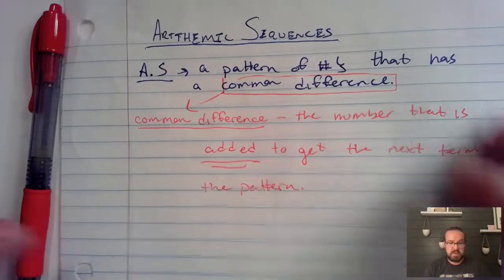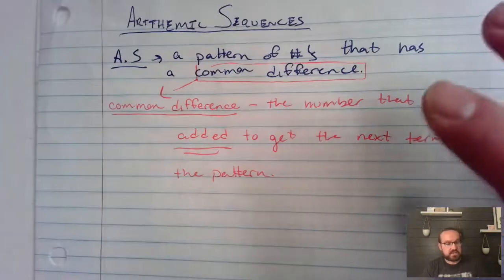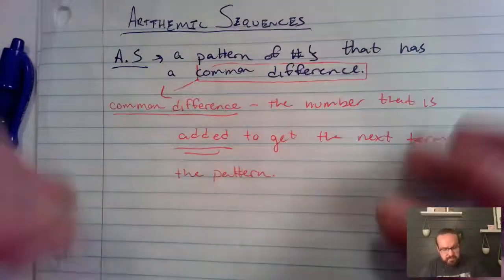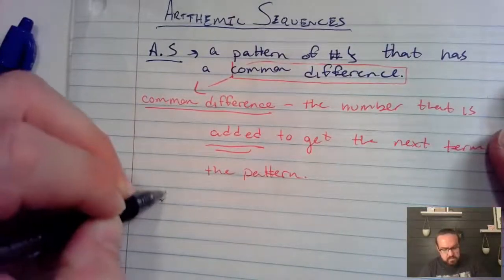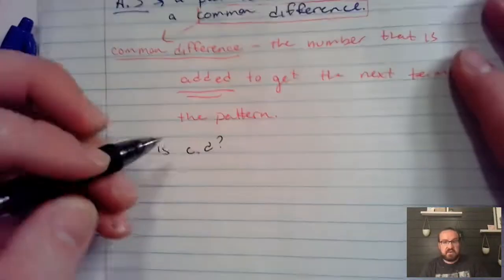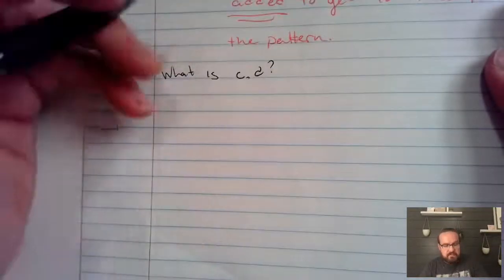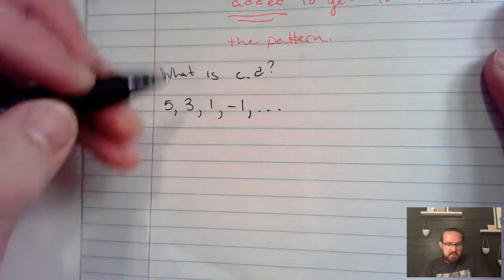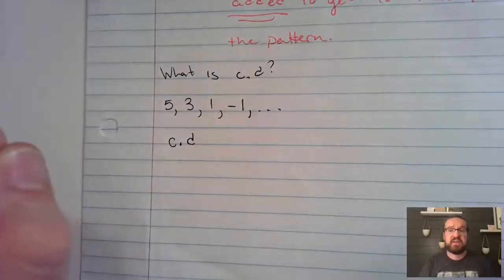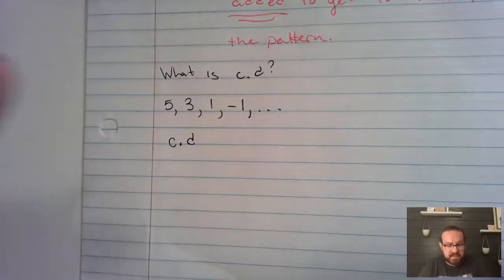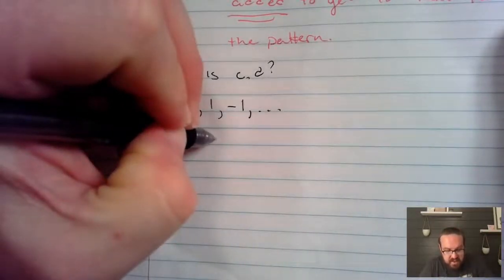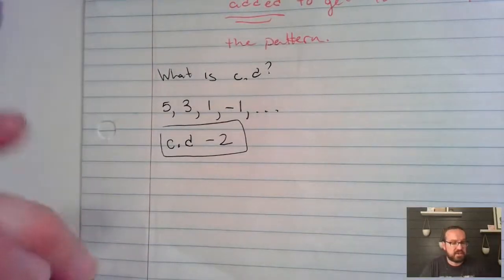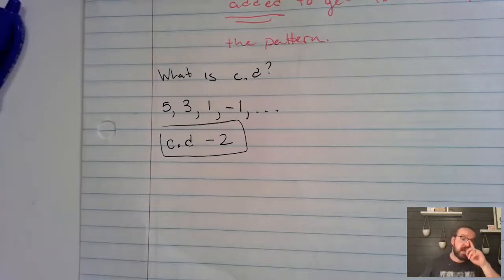It doesn't matter. Maybe here's a pattern here, and I might ask you guys the following question. Hey, what's the common difference? And let's say that here's the pattern. 5, 3, 1, -1. The common difference is what we add to each number to get the next term of the pattern. So the common difference has to be -2, right? Common difference is always adding. That's a very important distinction, right? Could be adding a positive number. You could be adding a negative number.